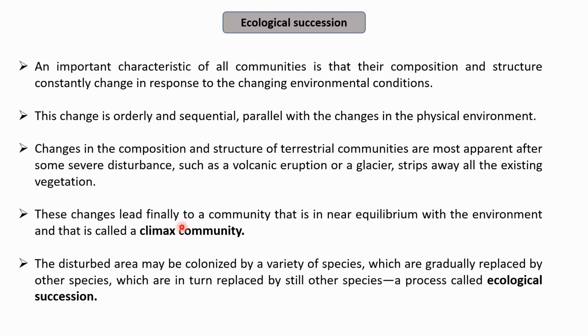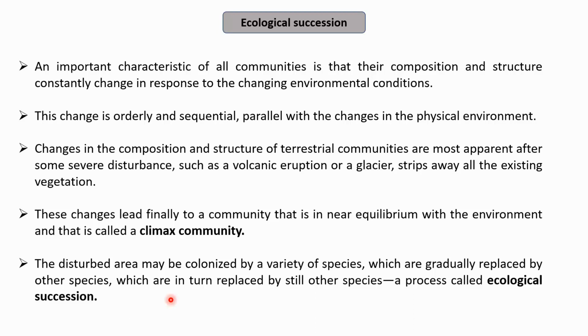The disturbed area, for example one that has undergone a volcanic eruption, may be colonized by a variety of species. These species are then gradually replaced by other species, which in turn are replaced by still other species. So this is the process where, after the disruption, one species starts inhabiting that area, and then that species is gradually replaced by another species.